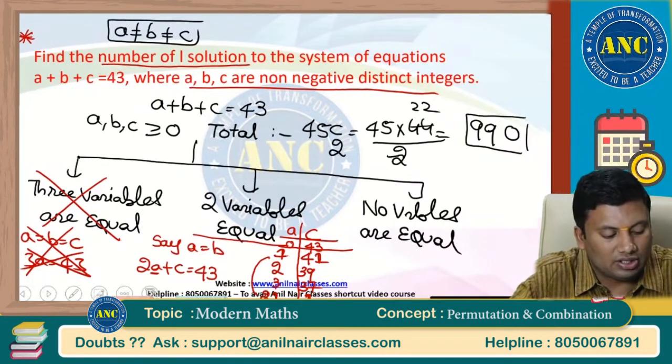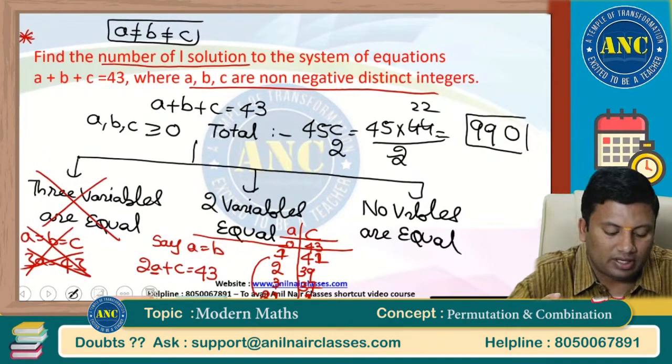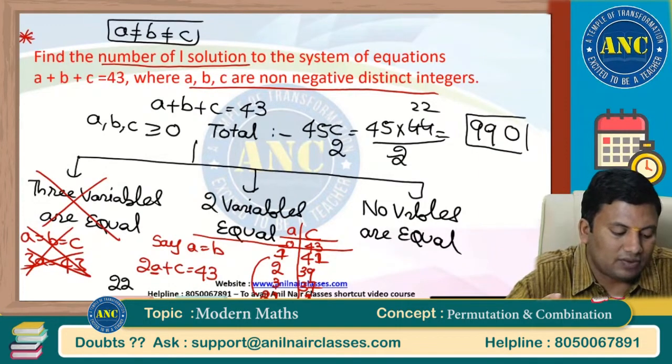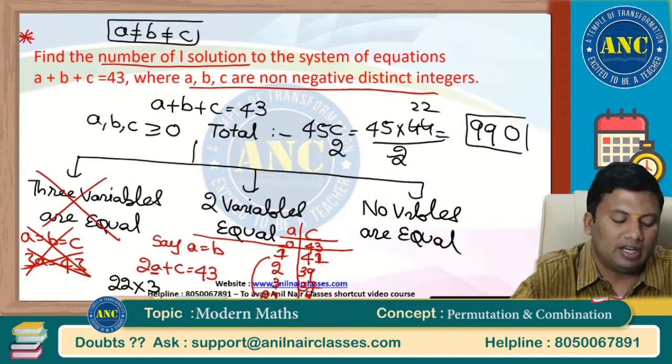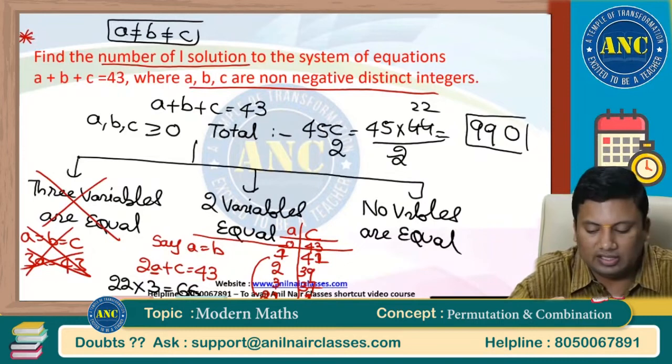That means 0 to 21. How many cases did we get where 2 variables are equal? 22 cases. That means 22 cases will have A equivalent to B, B equivalent to C, C equivalent to A. So 22 into 3, 66 cases we got.